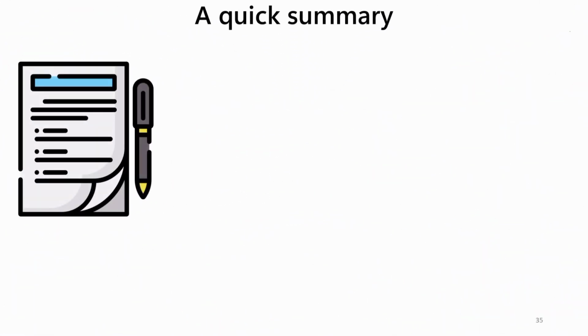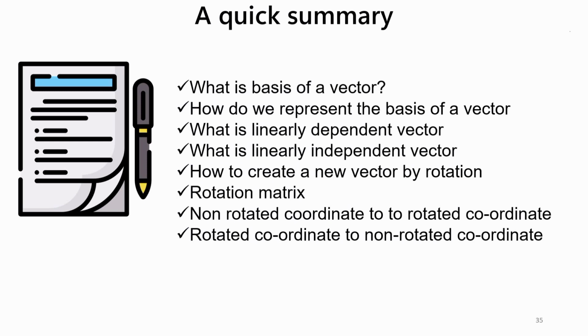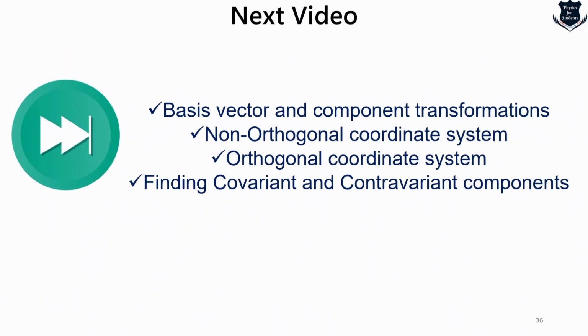So here is a quick summary of what we have learned today. What is a basis vector? How do we represent a basis vector? What is linear dependence and independence? How do we create a new vector out of rotation? And before that we learned what a rotational matrix is, and non-rotated to rotated, and from the rotated coordinate system to the non-rotated coordinate system. In the next video, I will be talking about basis vector and component transformation, non-orthogonal and orthogonal systems, and then we will go ahead and find the covariant and contravariant components.